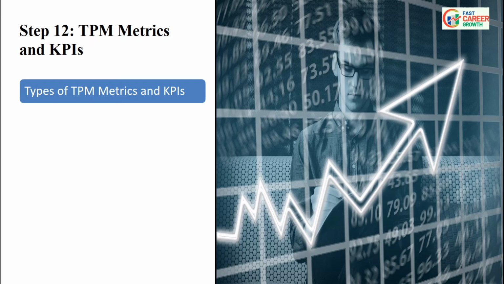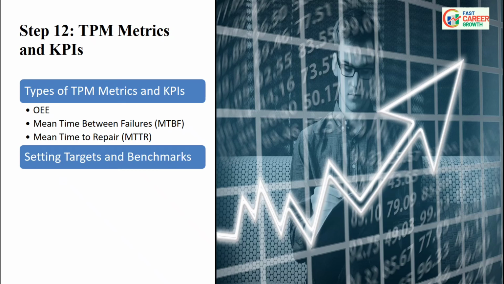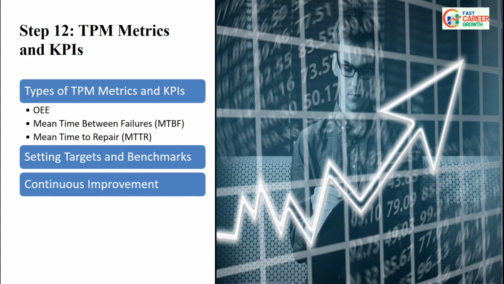Setting targets and benchmarks. Discuss the process of setting targets and benchmarks for each KPI. These targets should be specific, measurable, and achievable. Emphasize the importance of benchmarking against industry standards or best practices. Continuous improvement. Highlight that TPM metrics and KPIs are not just for measurement but for driving continuous improvement. The data collected should be used to identify areas for enhancement.